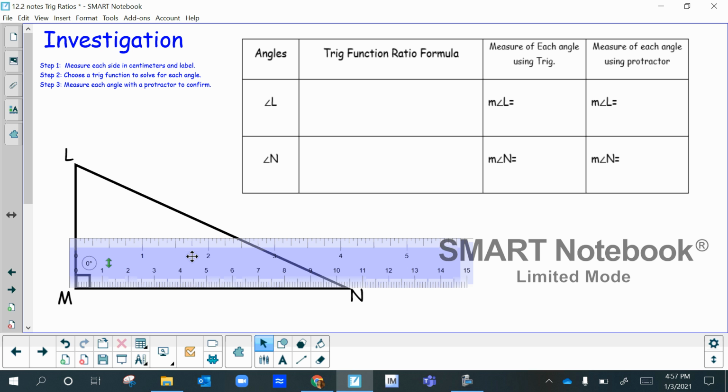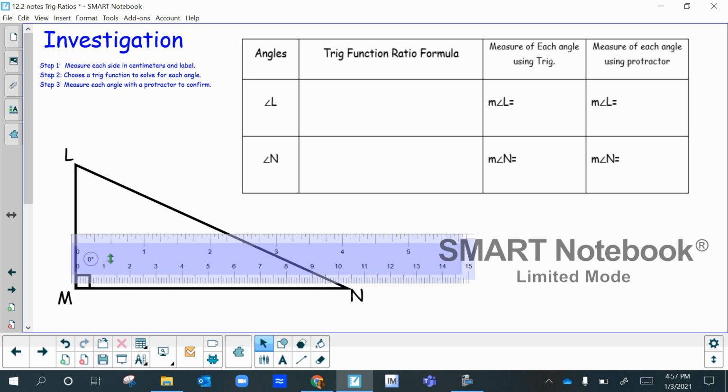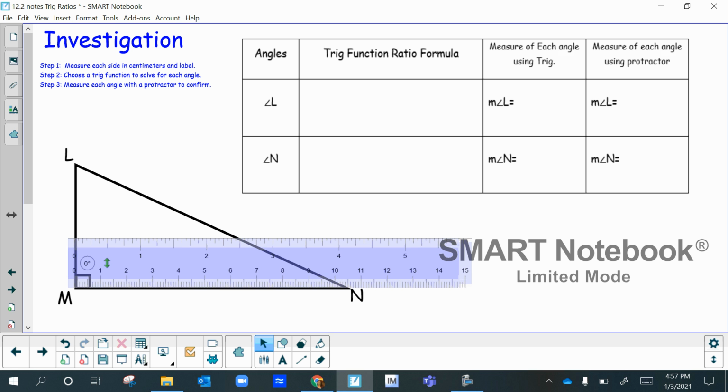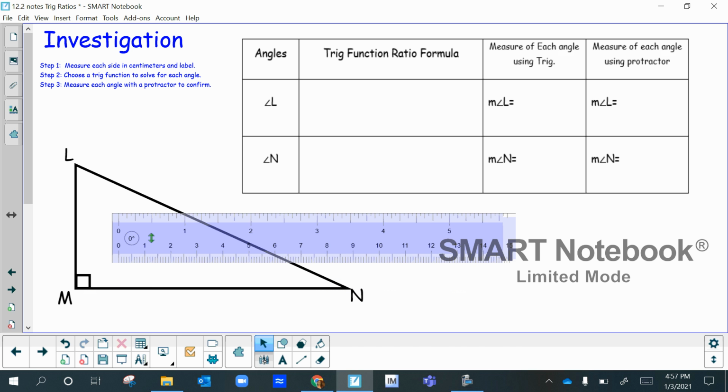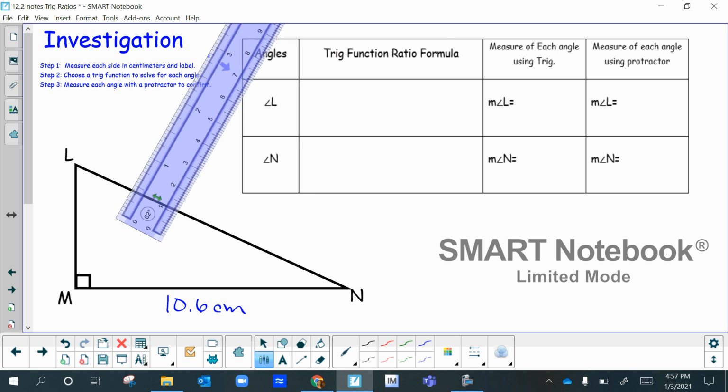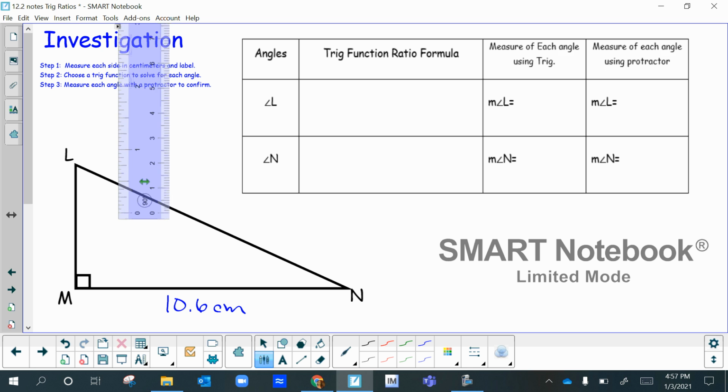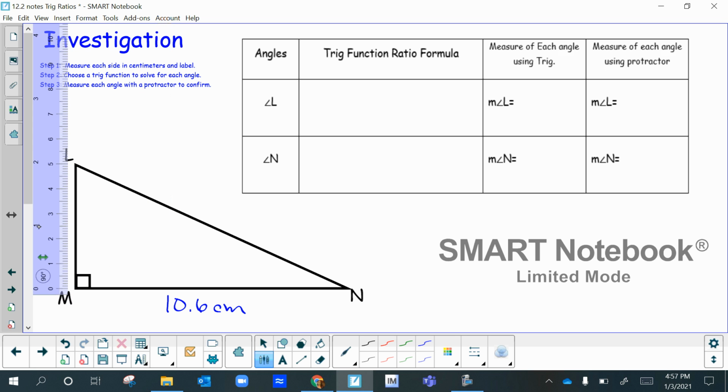So this one down here looks like it's about 10.5 centimeters. Make sure we're being accurate. Maybe 10.6. Okay, so I'm going to write 10.6 centimeters. Okay, let's try this one over here.